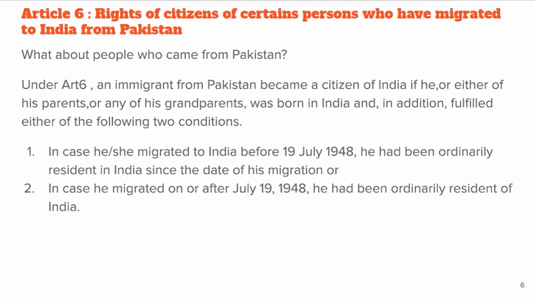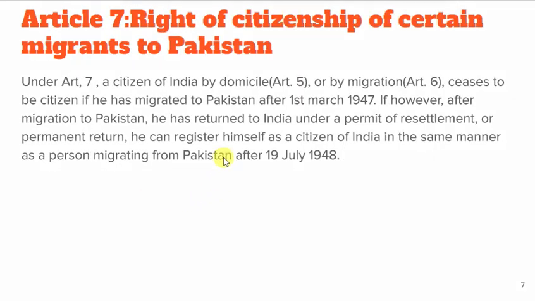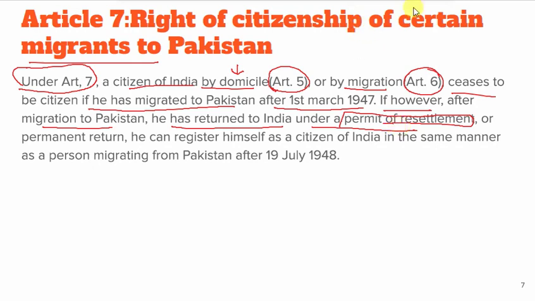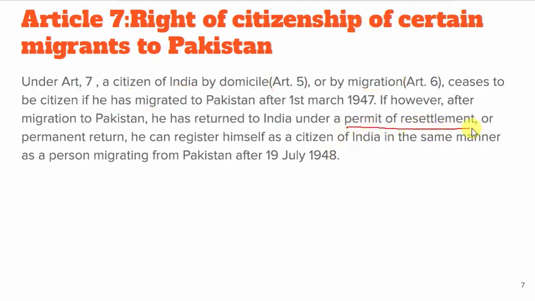Now let's see about Article 7. Article 7 defines the rights of citizenship of certain migrants to Pakistan. Under Article 7, where a citizen of India by domicile, which comes under Article 5, or by migration from Pakistan, which comes under Article 6, ceases to be a citizen if he has migrated to Pakistan after 1st March 1947. If, however, after migration to Pakistan, he has returned to India under a permit of resettlement or permanent return, he can register himself as a citizen of India in the same manner as a person migrating from Pakistan after 19 July 1948.